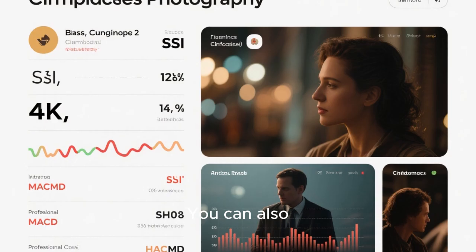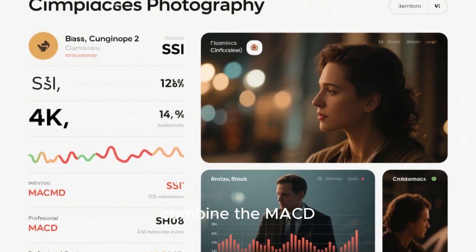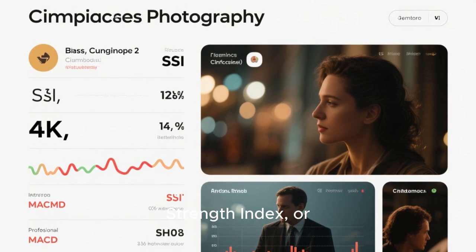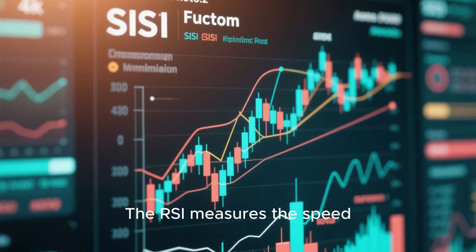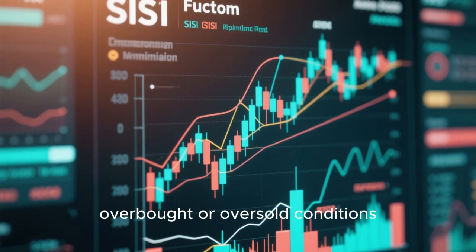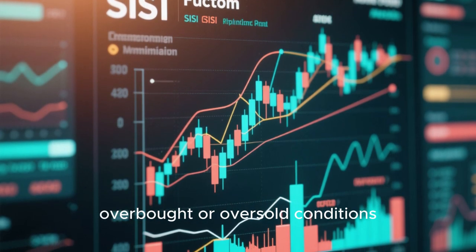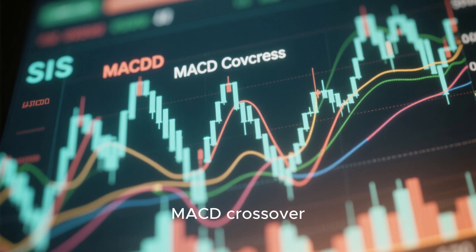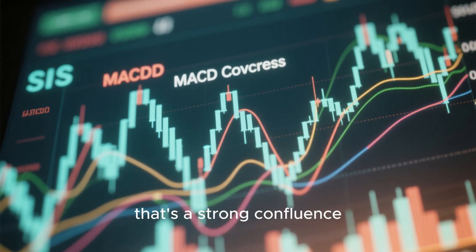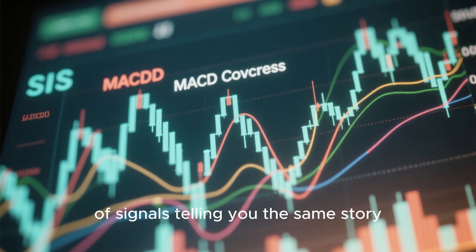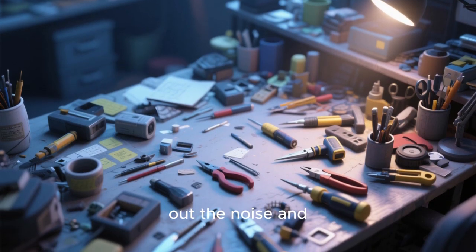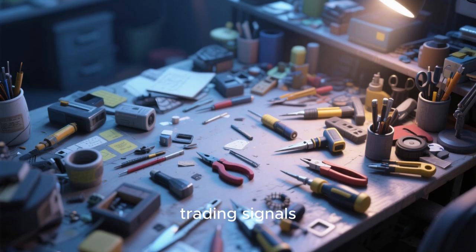You can also combine the MACD with other indicators, like the Relative Strength Index, or RSI. The RSI measures the speed and change of price movements, helping to identify overbought or oversold conditions. If you see a bullish MACD crossover while the RSI is moving out of oversold territory, that's a strong confluence of signals telling you the same story. Combining tools helps filter out the noise and improves the quality of your trading signals.